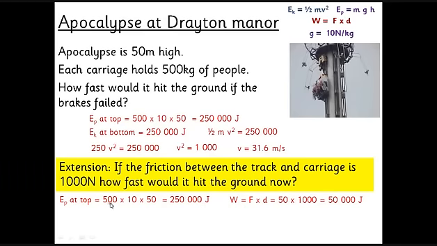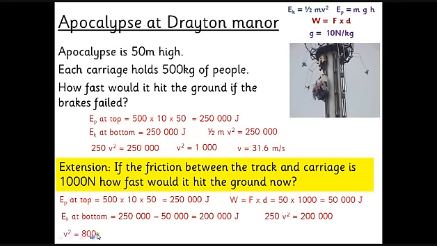Okay, so we had 250,000 joules of potential energy, 50,000 turned into work. So the kinetic energy at the bottom is not going to be 250,000 anymore, it's only going to be 200,000. Okay, so then it's the same calculation as above. 250 v squared, that's a half mv squared, is now only 200,000. V squared is 800, that's 200,000 divided by 250, which gives you a velocity at the bottom of 28.3.